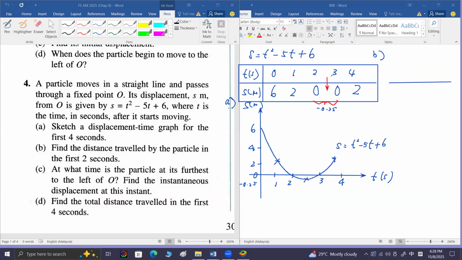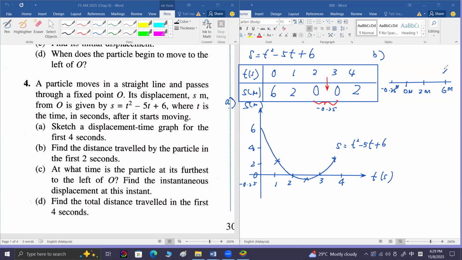So, when t is 0, you are at 6 meter. See, I got 6, 2, 0, and negative 0.25. Okay, here I put the negative. Actually, for distance we have no negative one, right? But what I sketch here is the displacement.